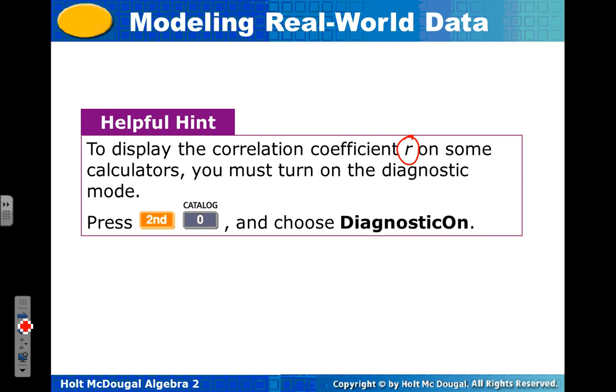Okay? But turn your calculator on, and you want to press second and the number 0 down at the bottom. And then you got to scroll down. All the stuff's in alphabetical order, and you're looking for diagnostic on. So scroll all the way down to where it says diagnostic on. And you got to be careful too, because one of them's diagnostic off. The second one's diagnostic on. When you get there, hit enter, and then once it shows up on the screen, hit enter again, and it'll say done. So make sure you turn diagnostic on. If you're not sure how to do it, rewind the video and listen to what I said again.